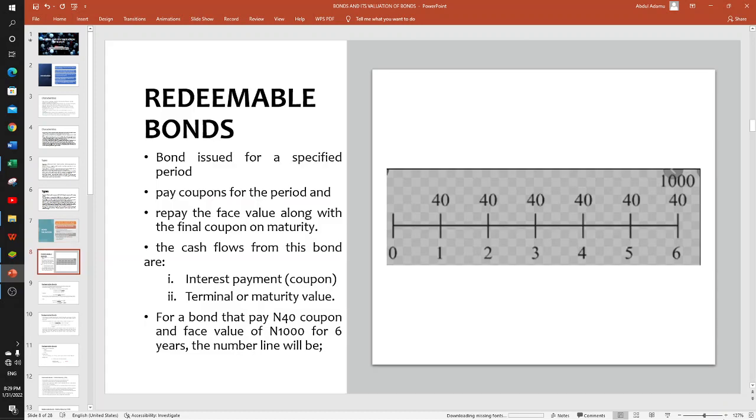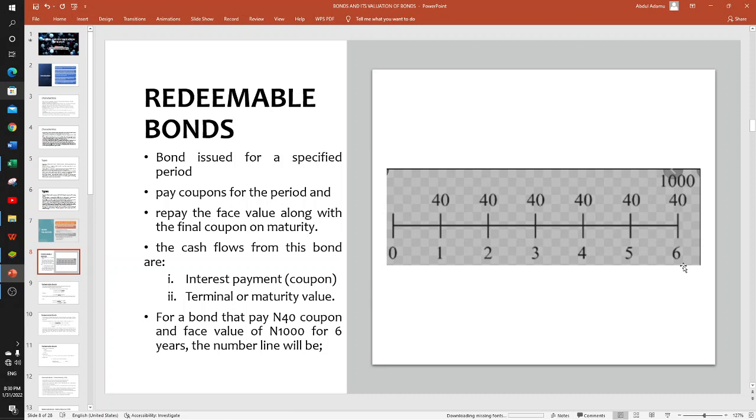First, bonds issued for a specified period are what we term redeemable bonds. These bonds have two streams of payment. One is the periodic coupon, or periodic interest. Then at the end of the period, the last coupon is also paid along with the maturity value. So basically the cash flows from these bonds are the interest payments and the maturity value.